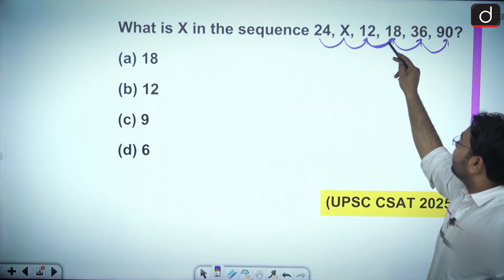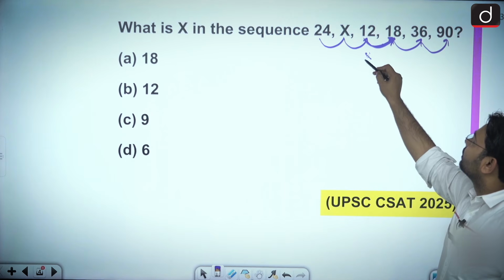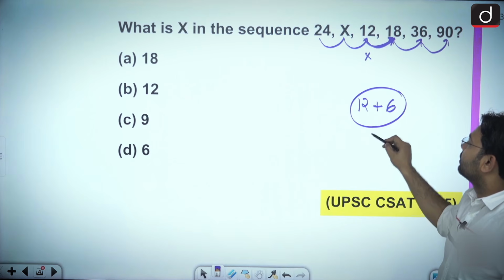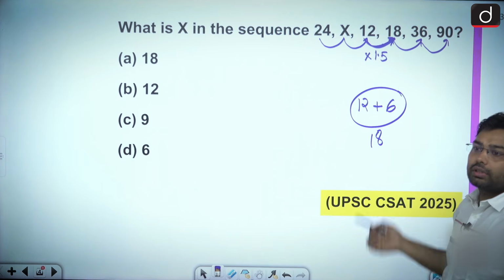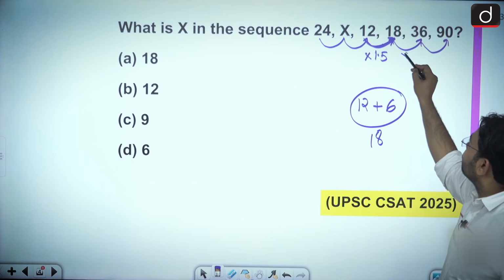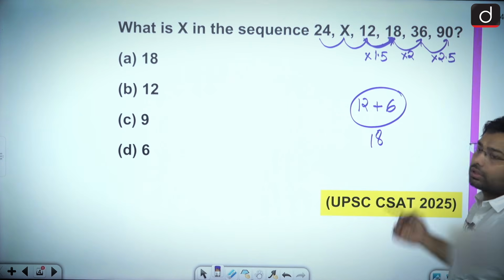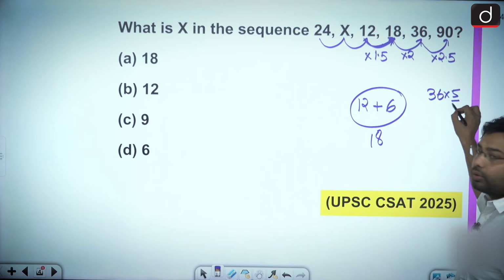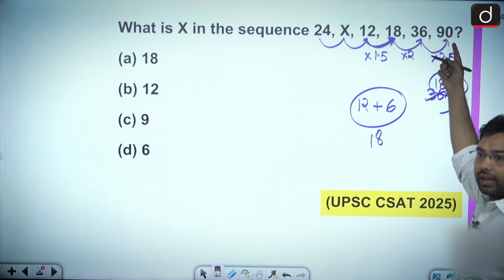How can you get 18 from 12? 12 and half of 12 is, if you add these two, 18, we can say this is 1.5 times, and this is 2 times, this is 2.5 times. Got it? 36 into 2.5 means 5 by 2. This is 18 and 18 into 5 is 90.